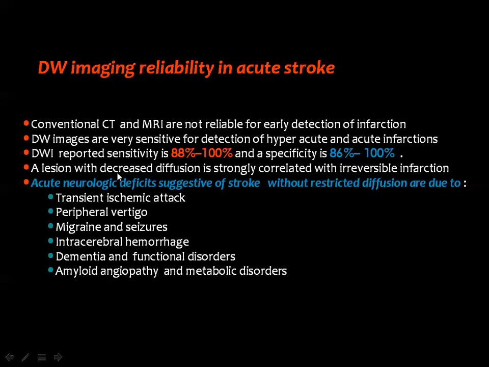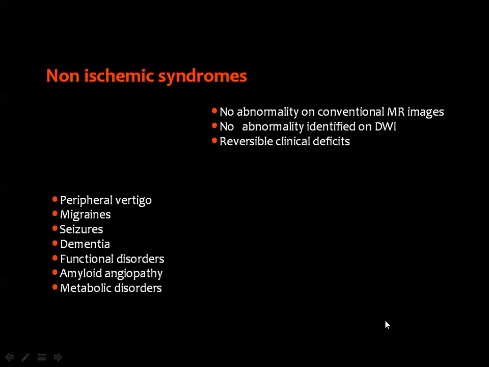A lesion with diffusion decrease is strongly correlated with irreversible infarction, but sometimes you get reversible lesions. Acute neurological deficits suggestive of a stroke without a lesion, meaning that you get no diffusion restriction on DWI, include the transient ischemic attacks, peripheral vertigo, migraine and seizures, intracerebral hemorrhage, dementia and functional disorders, amyloid angiopathy, and metabolic disorders.